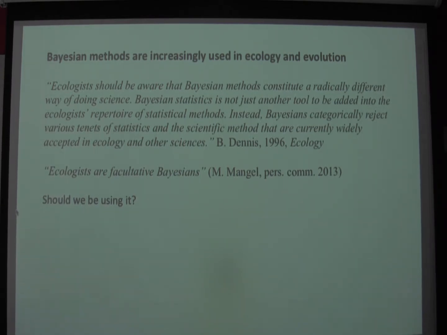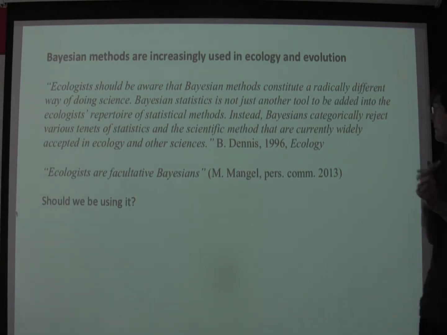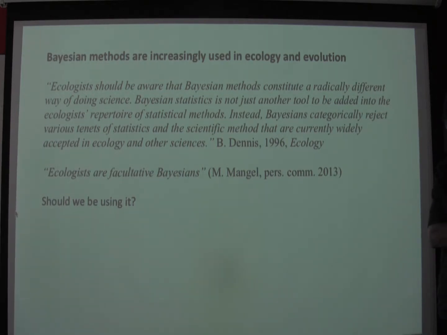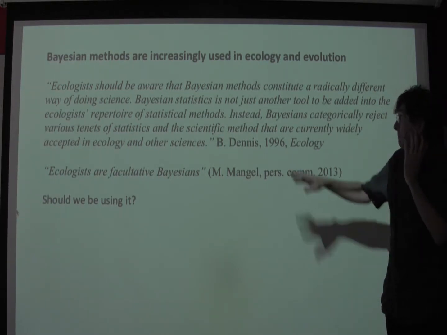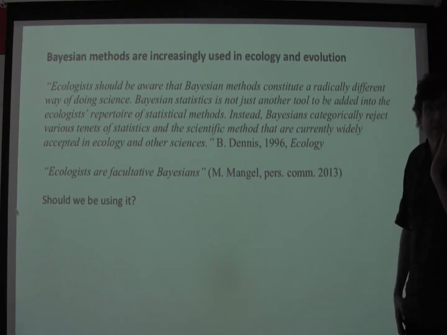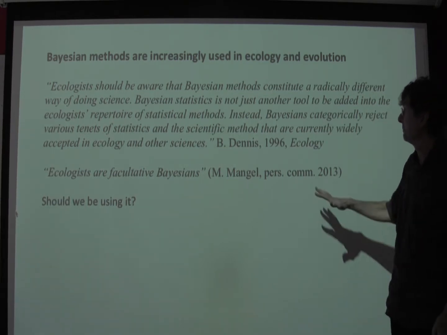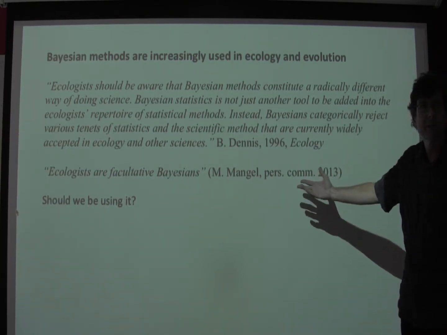Bayesian statistics is not just another tool to be added into the ecologist's repertoire of statistical methods. Instead, Bayesians categorically reject various tenets of statistics and the scientific method that are currently widely accepted in ecology and other sciences, like the definition of probability itself. Sounds alarming, sounds disastrous, sounds like, whoa, we ought to avoid it, but the fact is we don't.